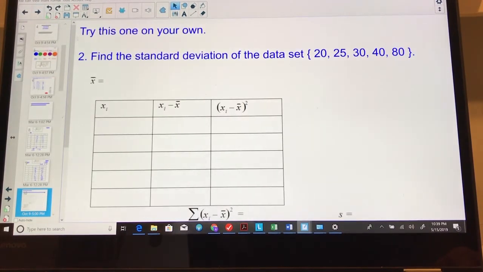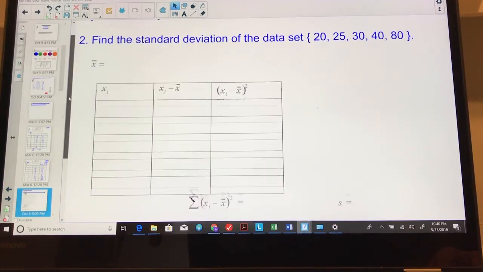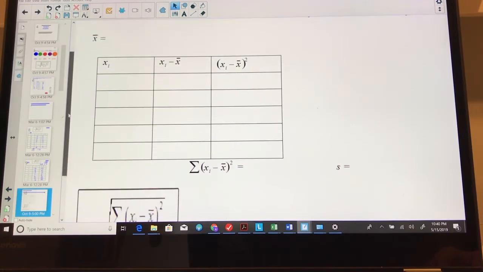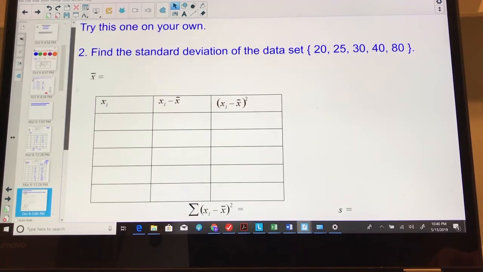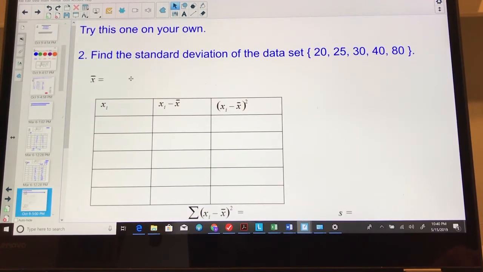So try this one on your own. Find the standard deviation of this set here, 20, 25, 30, 40, and 80. Set up your table, find your mean, plug it all in, pause the video, and then come on back.